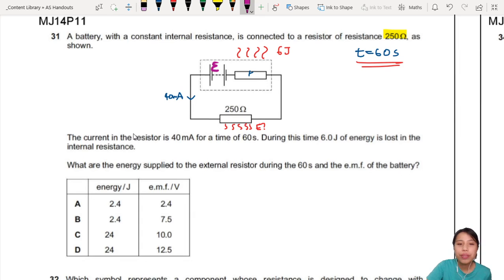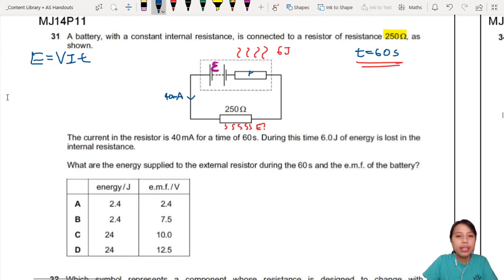Energy supplied to the external resistor. Well, if you see energy, probably the first thing you think of is E equals to VIt, right? There's just one little problem here. We know current, yes. We know time, but what is V? You could find V. Yeah, that's one way to do it. You could also plug Ohm's law into this equation and not need V, but okay.